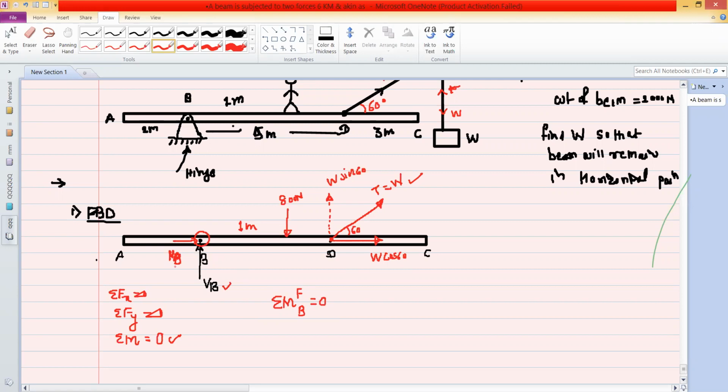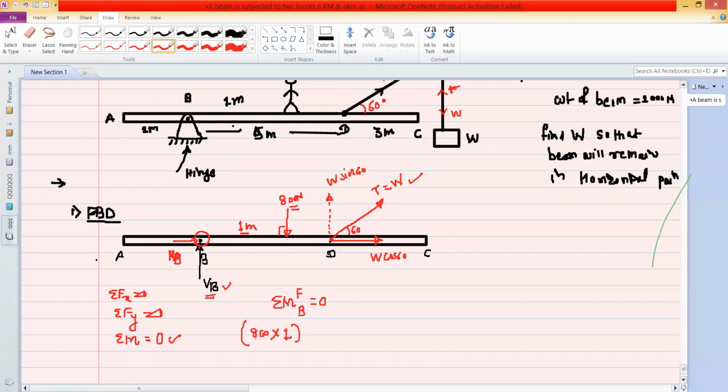If you take the moment by HB, that is a horizontal reaction, then the moment will be 0. Similarly, if you take the moment by VB, again the moment will be 0 at point B. Next force is 800 Newton, so 800 into its perpendicular distance from point B. The perpendicular distance means that distance must be perpendicular to the line of action of the force. So for 800 Newton, the perpendicular distance is directly given as 1 meter.